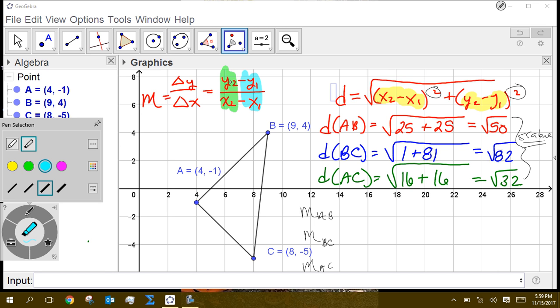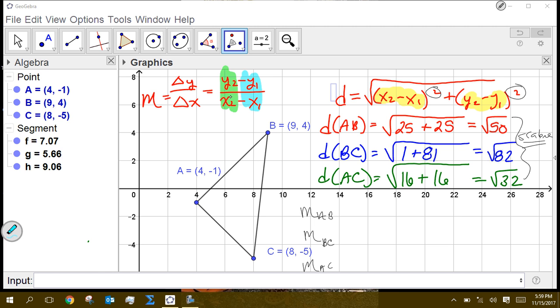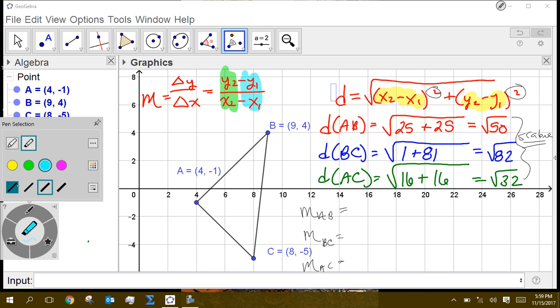If I'm going to subtract y2 minus y1, then the first thing I subtract in the bottom has to be x2. These subscripts have to match. So just be careful with that. That is something that people don't pay attention to, and if you don't pay attention to it, you're going to get the right numerical quantities, but your signs are going to be backwards. All right? If you're supposed to get a negative sign, you'll end up with a positive, and vice versa.